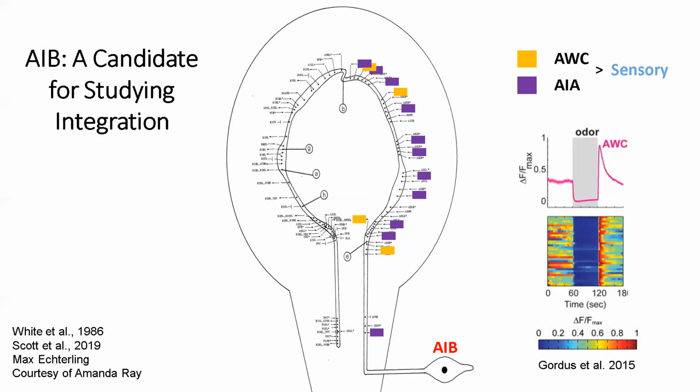We're going to use this candidate neuron titled AIB, which we chose as a candidate because it has a lot of clustering of synaptic inputs. And two of the sensory inputs onto this neuron, AWC and AIA, are known to be responsive to sensory information, and we're able to activate these neurons without activating a bunch of other neurons around them.